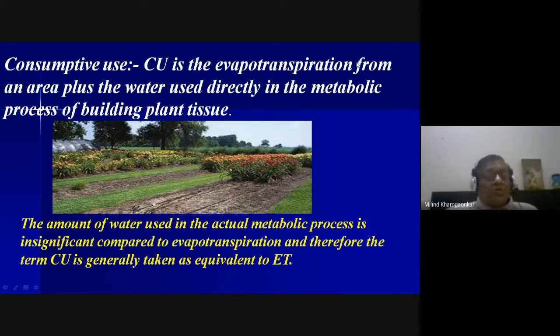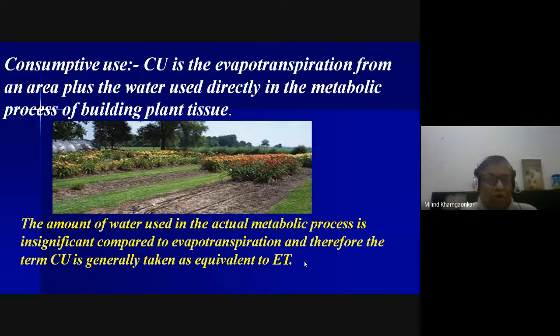But in addition to evapotranspiration, water used directly in the metabolic process of the plant, building plant tissues, is also added to evapotranspiration. So this total quantity of water is called consumptive use. But the amount of water used in the actual metabolic process is insignificantly small. It is very small compared to the evapotranspiration. And therefore, the term consumptive use is generally taken as equivalent to evapotranspiration.